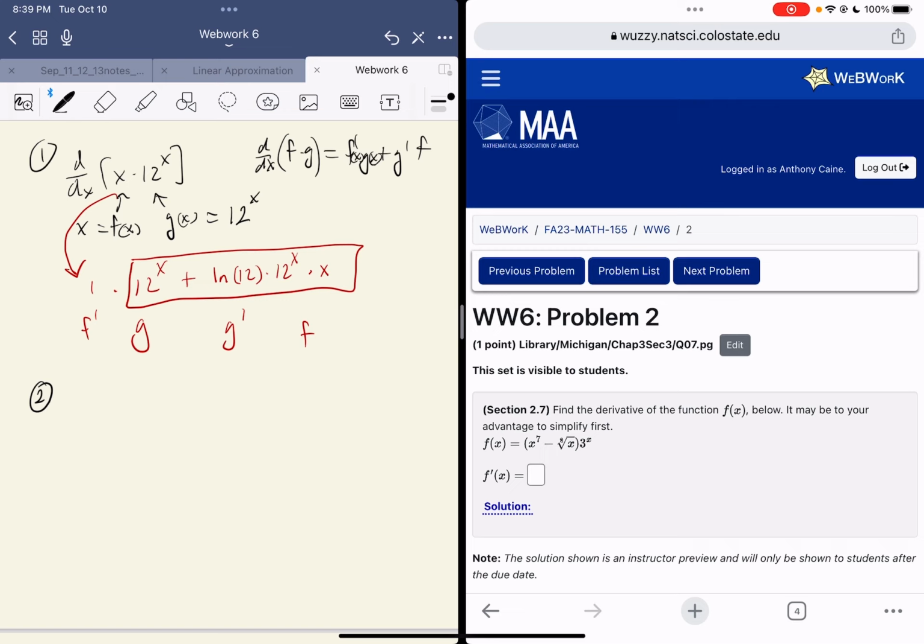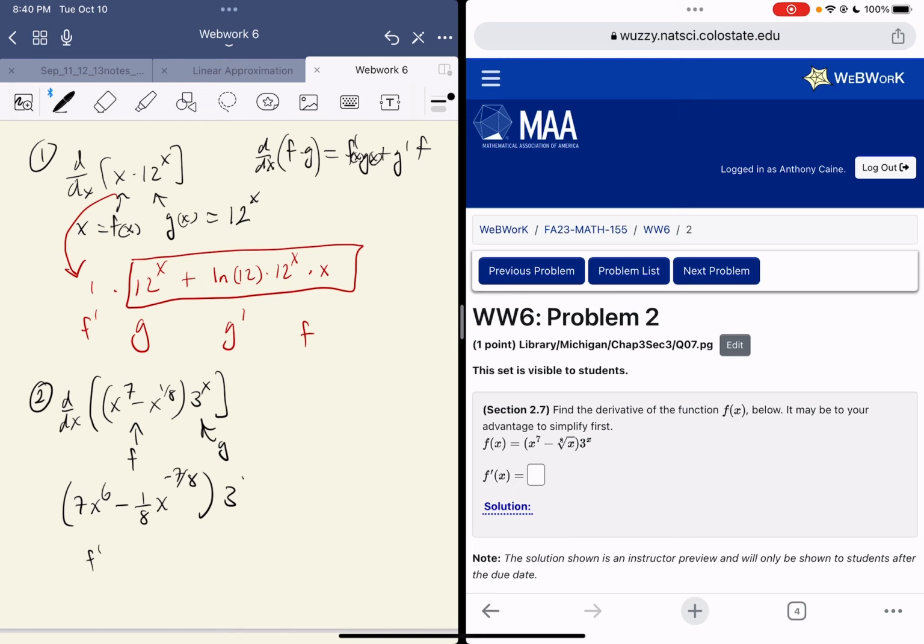And on problem 2, same idea. So I'm going to speed it up a little bit faster this time. We have x to the 7 minus x to the 1/8, all of that times 3 to the x. And so now this is my f, the whole thing in parentheses, and this is my g. So let's see, f prime, I do the power rule twice. That's 7x to the 6 minus 1/8 x to the negative 7 over 8. And that number is because I did 1/8 minus 1. Oops, I was right again, that's fine. So that is my f prime.